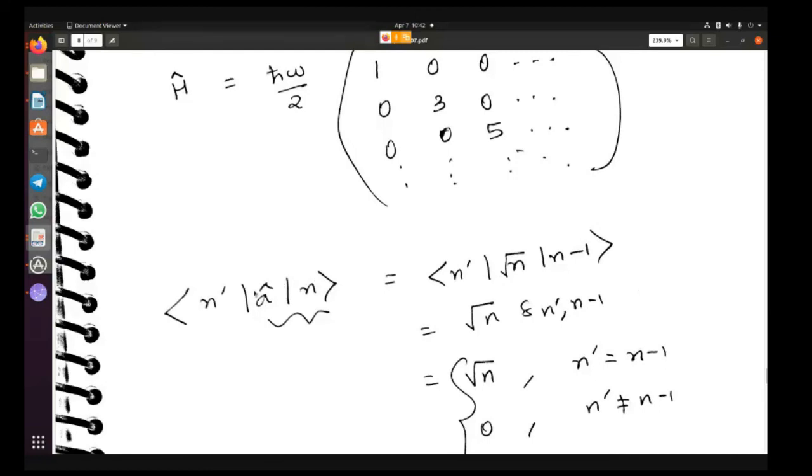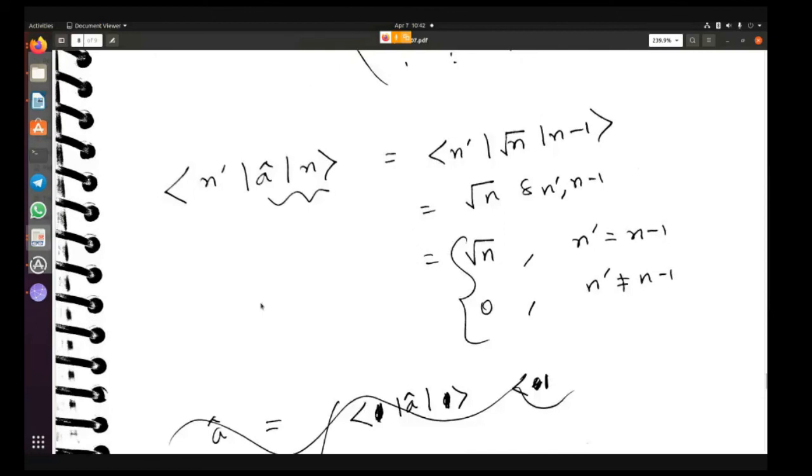Similarly, you can also do a matrix representation of the A operator. The A operator acting on n will give you root n into n minus 1. This is what it is going to give you. So basically this turns out to be root n into delta n dash, n minus 1.